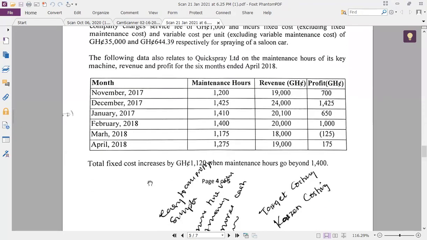Small adjustment. So what happened is this. You check from the question, and in this question, they have something nice for us. If you check, it says something there. It says total fixed cost increased by 1,120 when maintenance hours go beyond 1,004. That's an example of step-up cost. When you produce beyond your capacity, that increases your fixed cost.